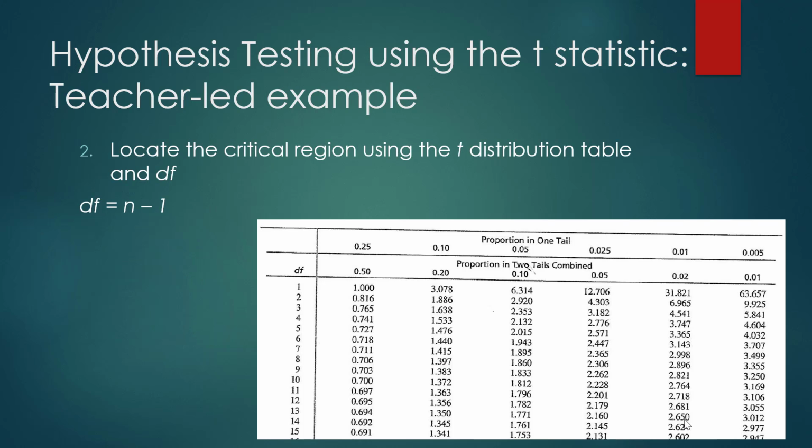So now we need to locate the critical region using this t-distribution table. So I have a little snippet of it here. We need to remind ourselves that we're using degrees of freedom and what degrees of freedom is. So we're going to take that sample size, and our sample size was 8, and we're going to subtract 1. So 8 minus 1 gives us 7. So then we're going to go over here, and we're going to find 7, and we're going to go across.